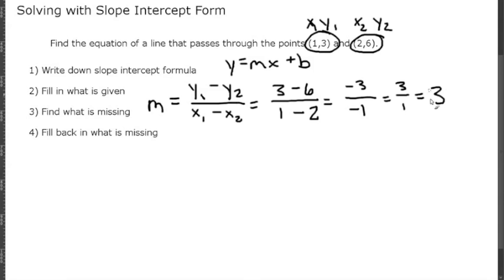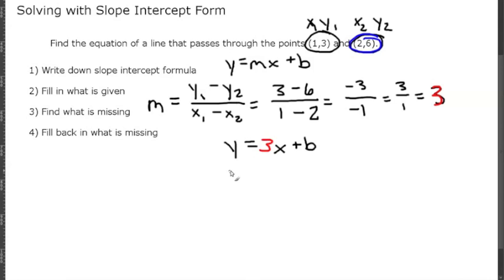So now we can fill in that part that's missing. Now we have that y equals 3x plus b. Like in our last problem, we have the slope and we need to find the y-intercept, but we're given 2 points, so we can plug in either point to solve for this. So let's plug in this second point.